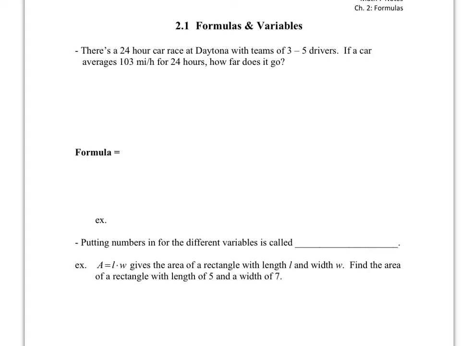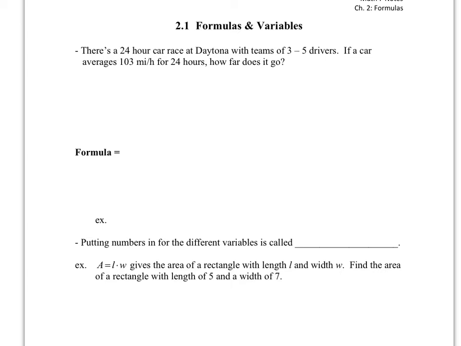Hey, we're on Chapter 2, Section 1, Formulas and Variables. The first example up top here talks about a 24-hour car race at Daytona with teams of 3 to 5 drivers. If a car averages 103 miles per hour for 24 hours, how far does it go? Take a minute, see if you can figure out how far the car traveled.